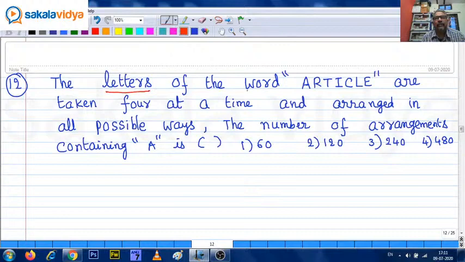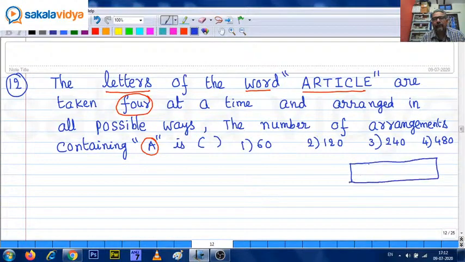The letters of the word ARTICLE are taken 4 at a time and arranged in possible ways. The number of arrangements containing A means each arrangement should contain A. It may be in the first place, second place, third place, or fourth place. So we have 4-letter words, 4 places. A may come in any of the first, second, third, or fourth place. That means A can be arranged in 4 ways.